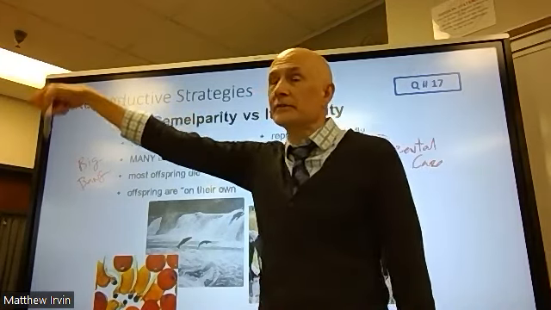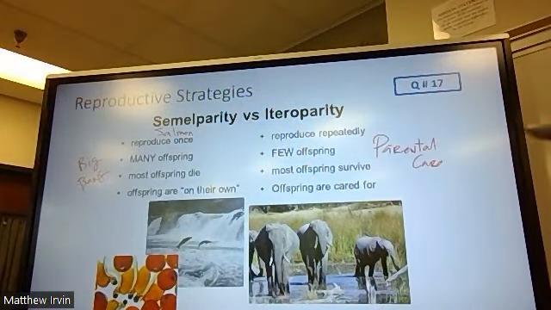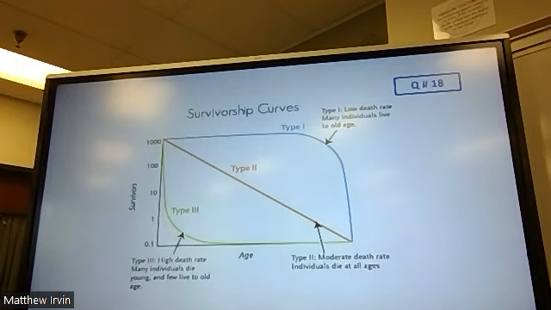It's not either semelparity or iteroparity. There can be gradations from the most extreme semelparity to your most extreme iteroparity. Sea turtles reproduce a lot, but they don't do any parental care; they'll lay hundreds of eggs and that's it. So that's still considered semelparity, even though they have multiple reproductive events. A lot of it has to do with how often and how well the offspring survive.